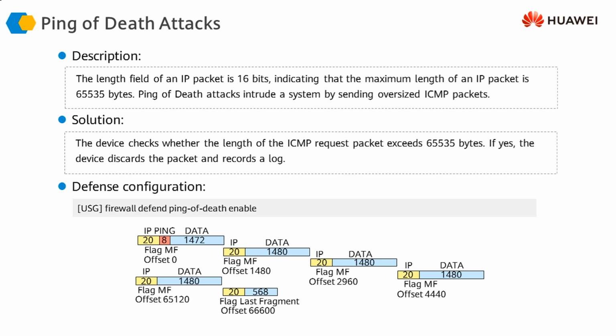In order to avoid this, we can once again enable the defense against ping of death on our firewall. This will enable the firewall to reassemble the packets and see if the overall length is greater than 65,535, and if so, it is going to discard those packets.